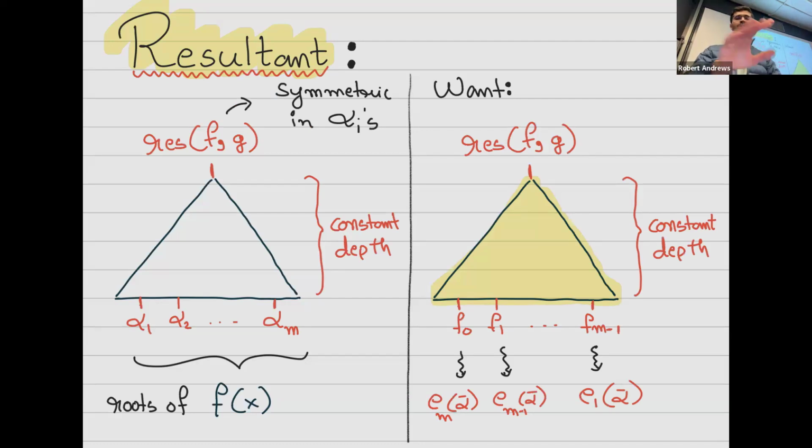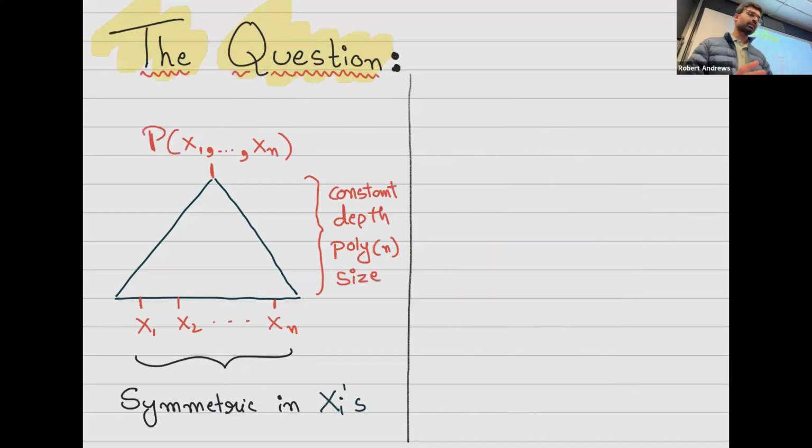Okay. So now let's take a step back and reformulate this problem in a higher level of generality and see if that helps. So forget the resultant and all that. Let's say I have a circuit that takes x1 up to xn as input and is constant depth and poly(n) size and computes p(x1, ..., xn). And suppose it's symmetric in the x's. So this is what we had in the resultant case also. We had the roots here, so it was symmetric in the x's, and we had a constant depth circuit. So we just sort of generalized the problem now.